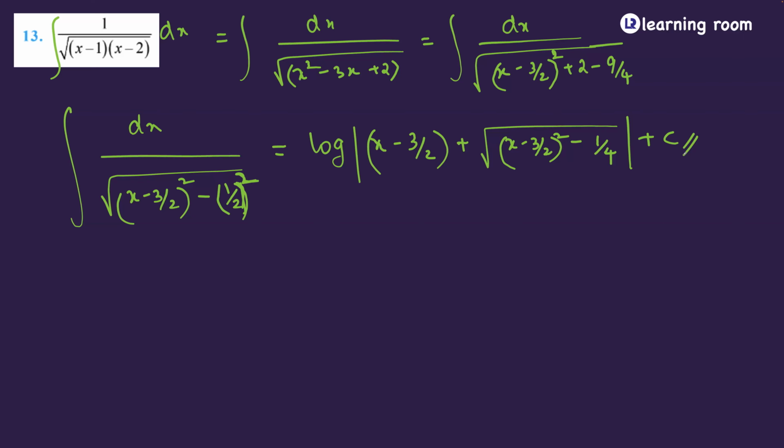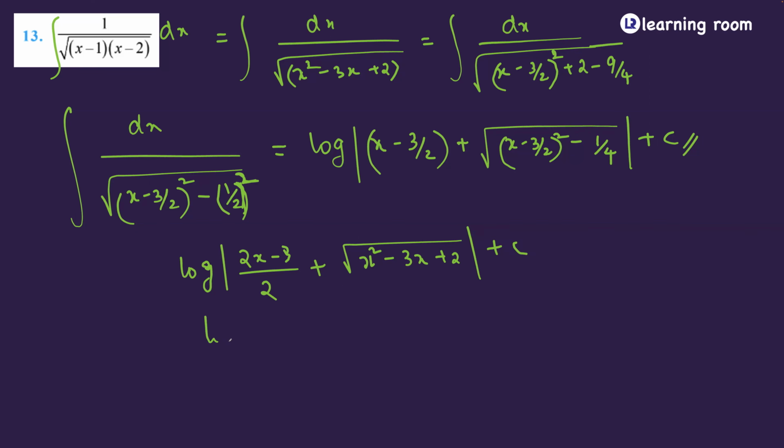Or the other way of writing this is you can write it as log of mod of x minus 3 by 2, or you can write it as 2x minus 3 divided by 2, plus this root of x minus 3 by 2 the whole square minus 1 by 4, which is nothing but the question itself. That is this thing, plus root of x square minus 3x plus 2 plus c.